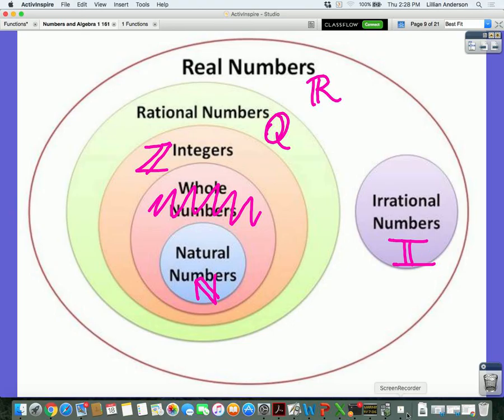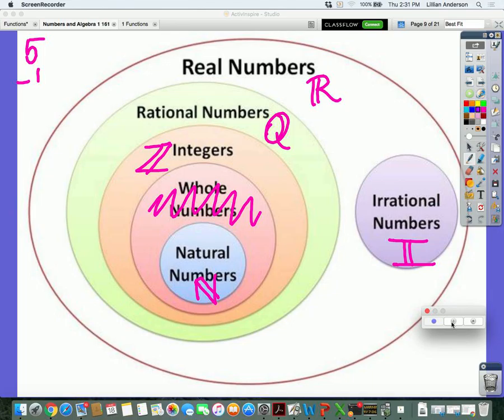Say you were given a picture of a Venn diagram, and you had to take the numbers that were given to you and fill them into the Venn diagram. 5 would go in the natural number circle area because it is natural, but it's also embedded within these other categories of real, rational, and integer.